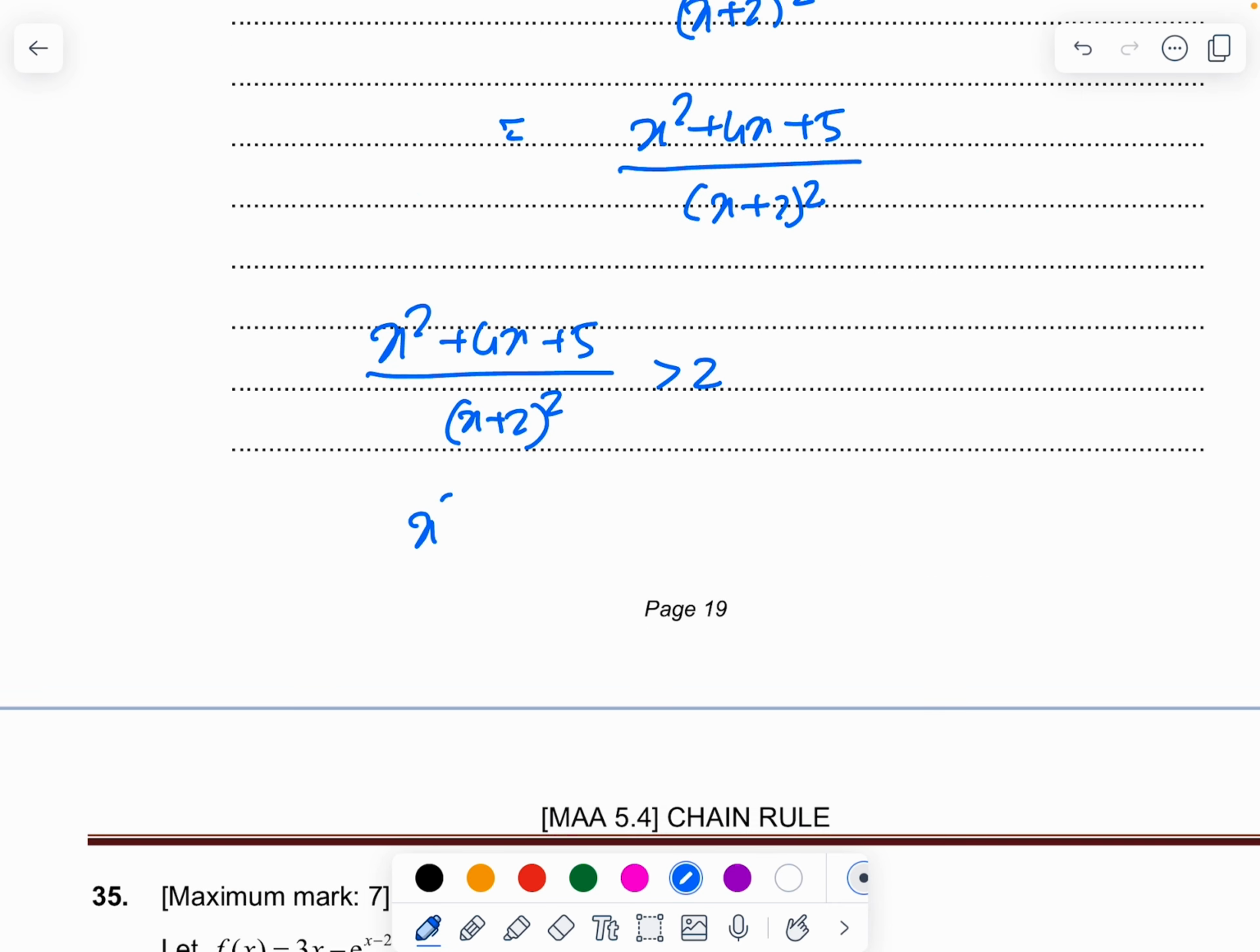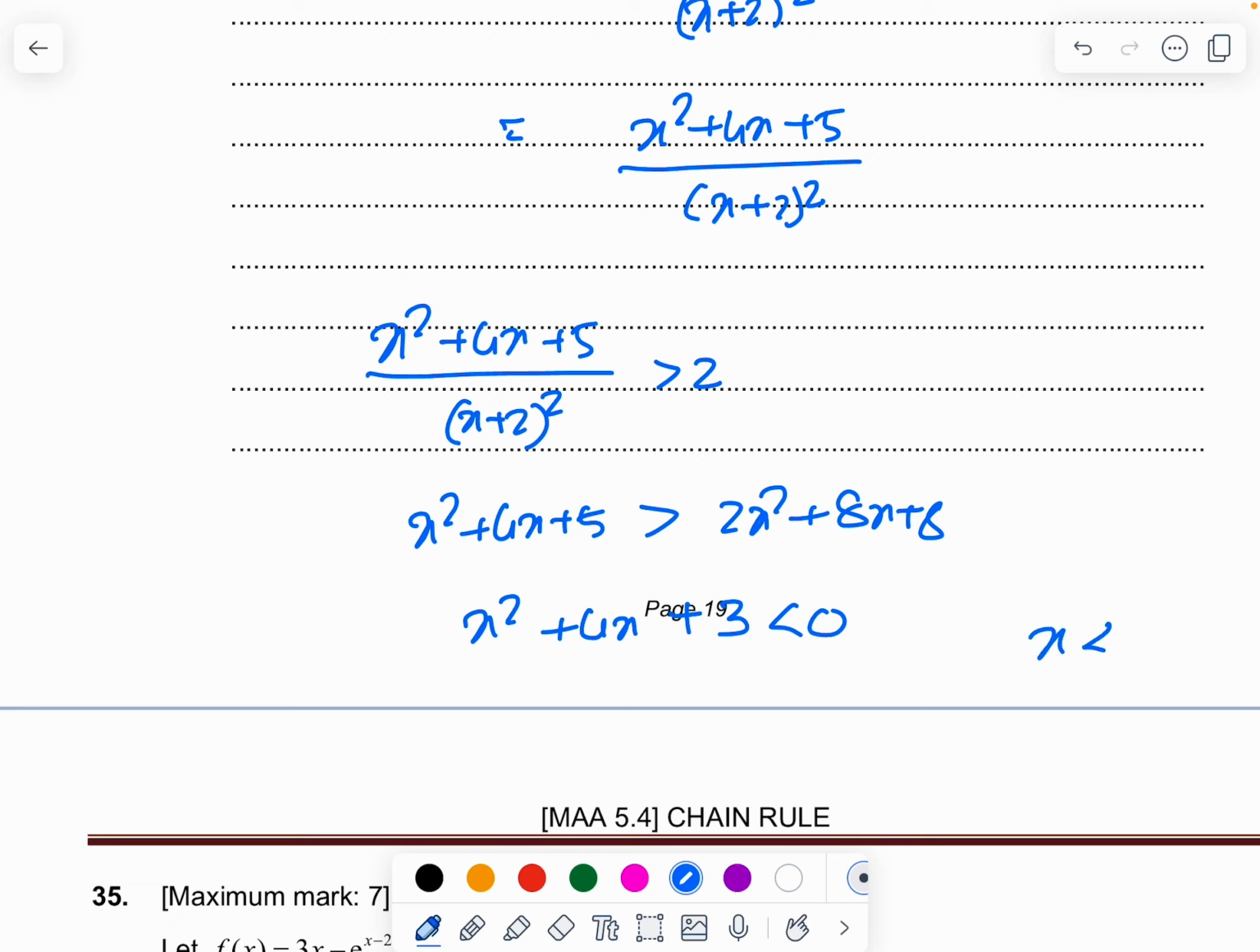When I simplify this, x square plus 4x plus 5 is greater than 2x square plus 8x plus 8. Bring all the terms on one side: x square plus 4x plus 3 is less than 0. You can draw the graph on a graphing calculator and check that when this quadratic is less than 0, x lies between negative 3 and negative 1. That's going to be the answer.